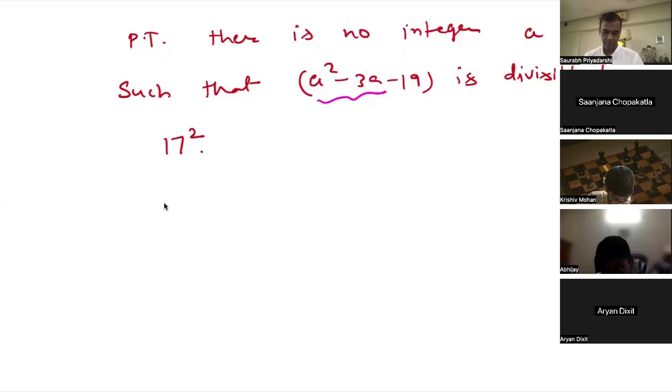Sir, a square minus 3a minus 10 can be factorized. A square minus 5a plus 2a minus 10. So factors are a minus 5 and a plus 2, minus 9. So the difference of a minus 5 and a plus 2 does not come to 17. Look, Pratyush did very good work. Pratyush gave a clear-cut, perfect solution. Very good, Pratyush.